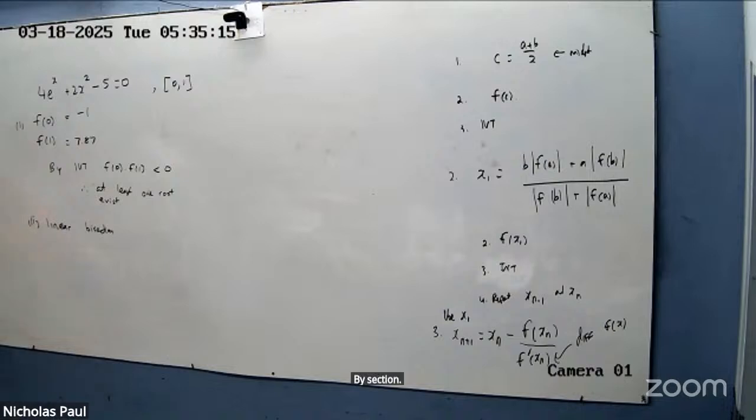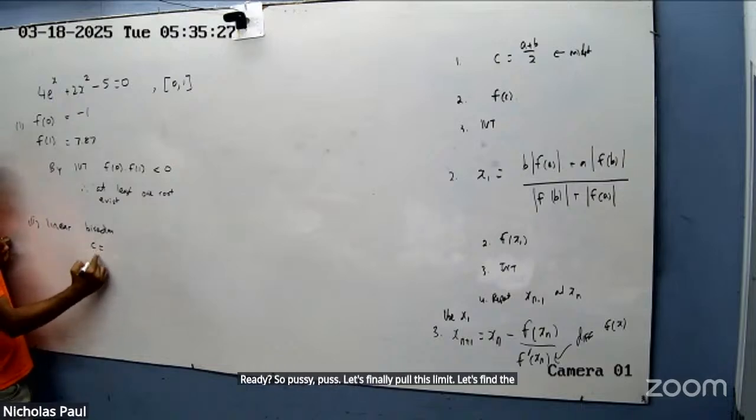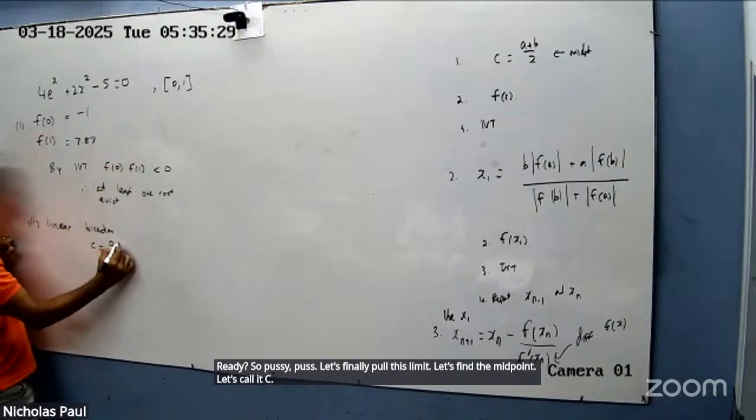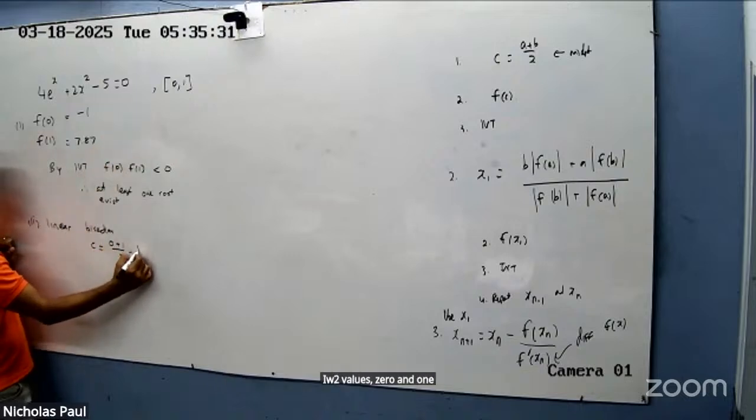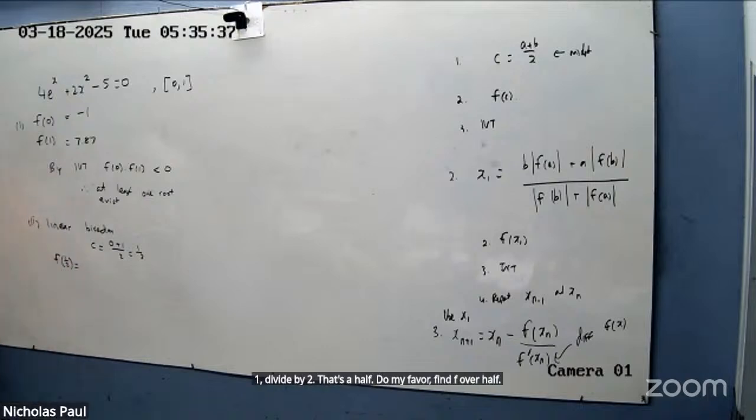How many iterations are we doing, 3 or 4? 4? Right. So first thing first, let's find the midpoint. Let's call it C. Add up the two values, 0 and 1, and divide by 2. That's a half. Do me a favor, find f of a half. It'll take some time.